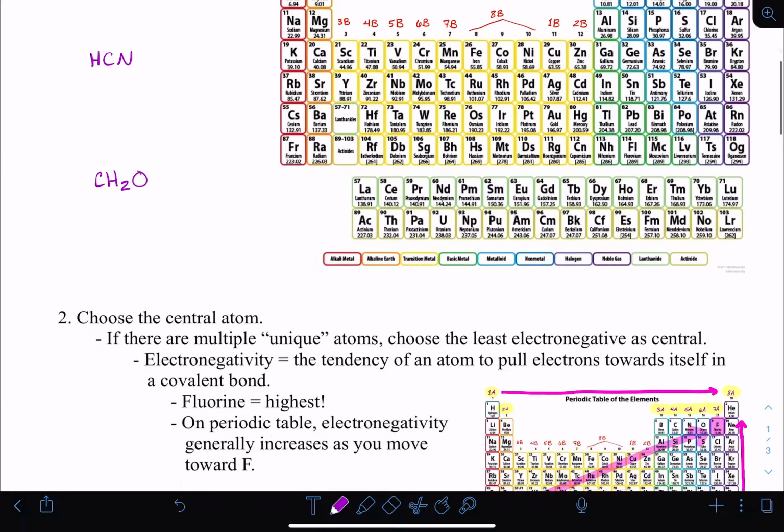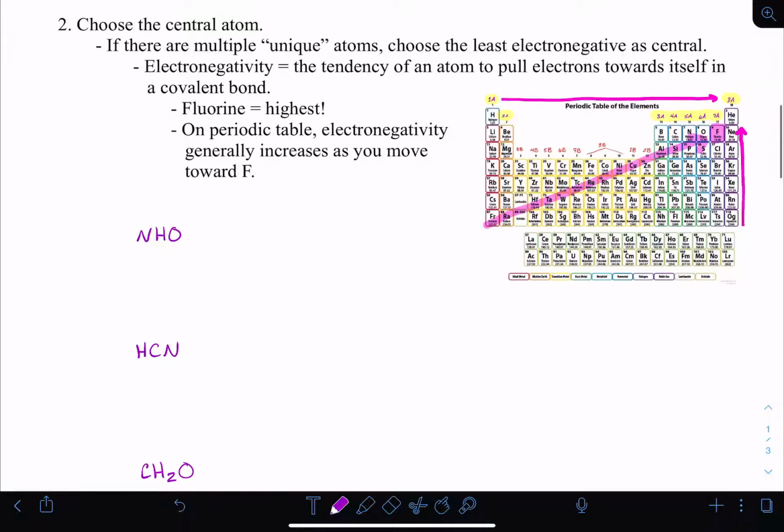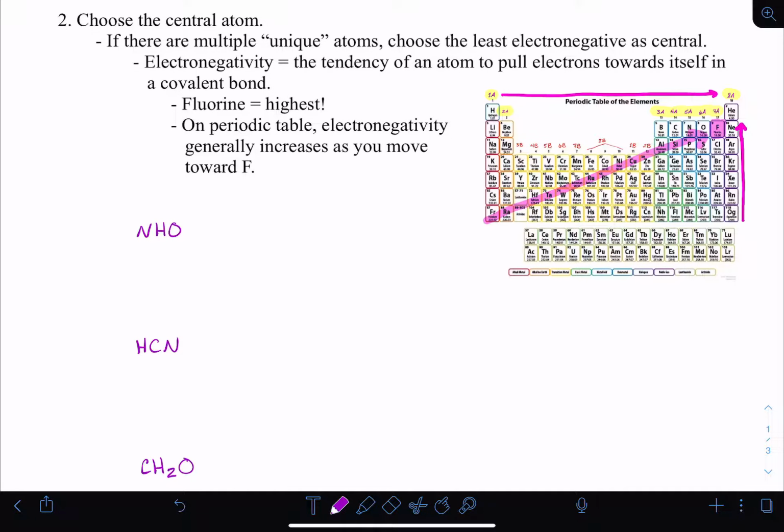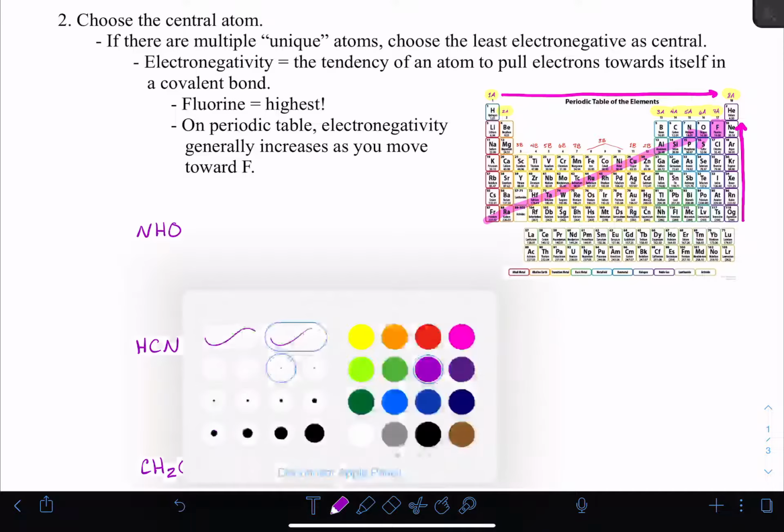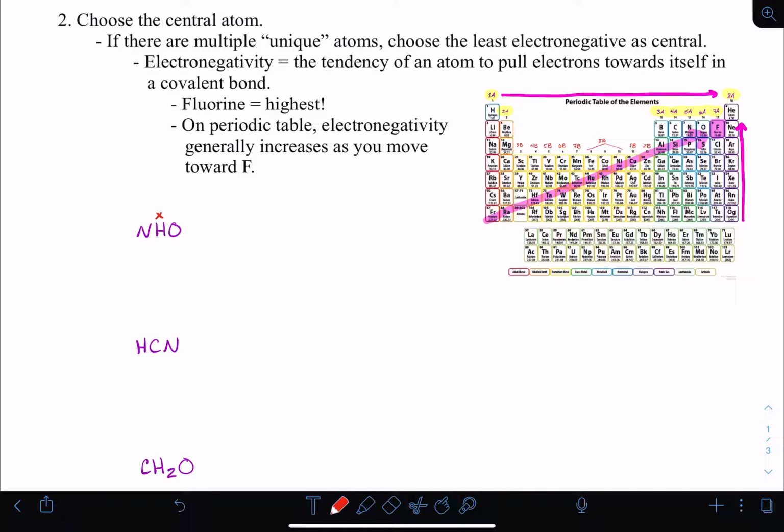Moving forward, the next step in our process from yesterday was to choose the central atom. Yesterday we talked about choosing the unique atom for your central atom. Here, all of our atoms are unique: nitrogen, hydrogen, oxygen, one of each. We said yesterday that hydrogen can't be central, so we can cross that one off. But nitrogen and oxygen are both unique here. So we need to look for something else that's going to help us predict what's likely to be the central atom. We use a property of elements known as electronegativity to help us predict this.